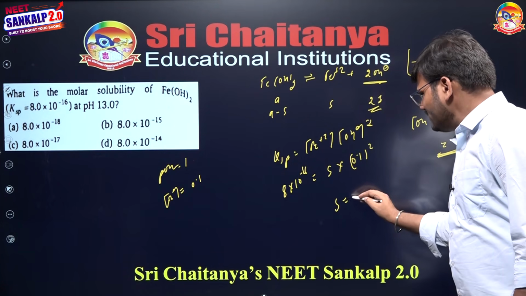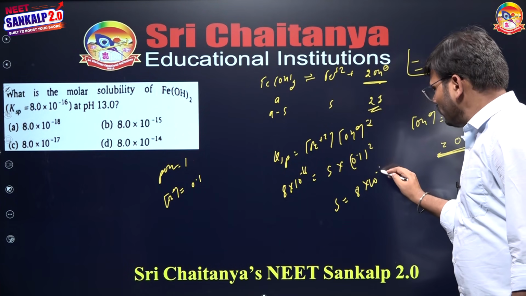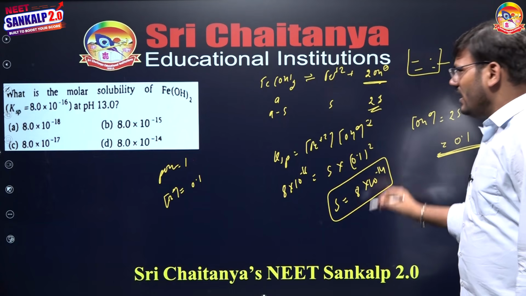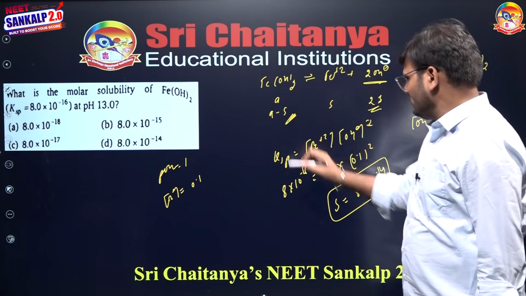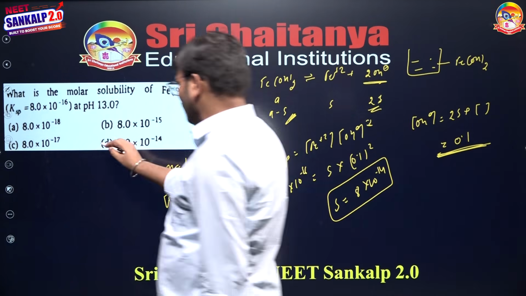So S will come as 8 into 10 raised to minus 14. And they are asking the solubility of salt, and solubility of salt is always S. So the correct answer will be D.